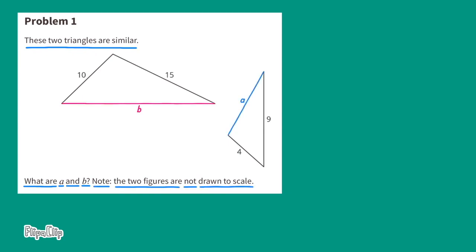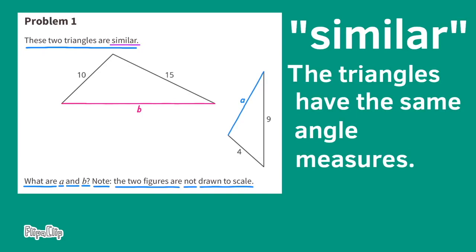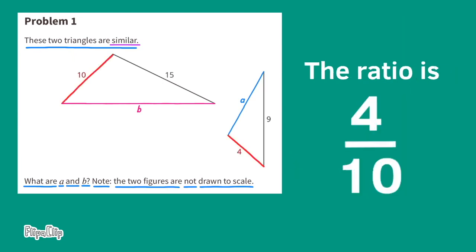They're asking us to find the side lengths for A and B. Since these two triangles are similar, we know that the triangles have the same angle measures, and we also know that the corresponding side lengths have the same ratio. The side length of 4 on the right-hand side triangle is the corresponding side length to the side length 10 on the triangle on the left. This means that the ratio is 4/10, or a ratio of 4 to 10.